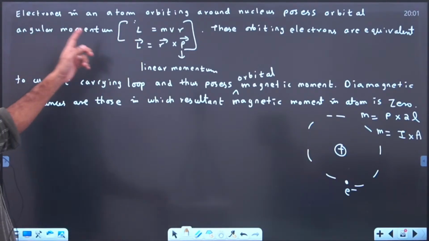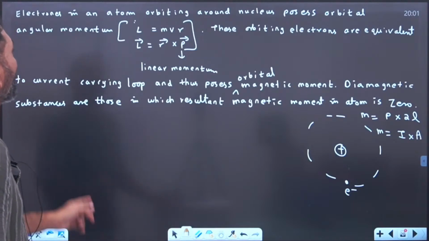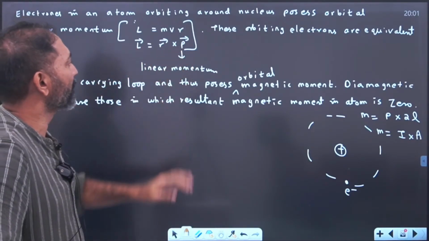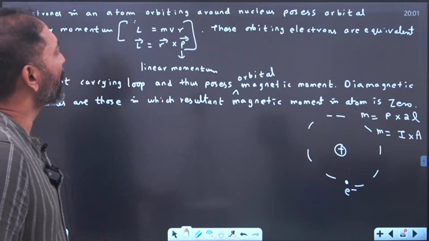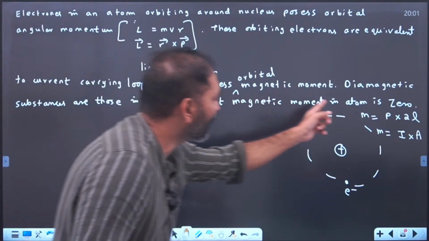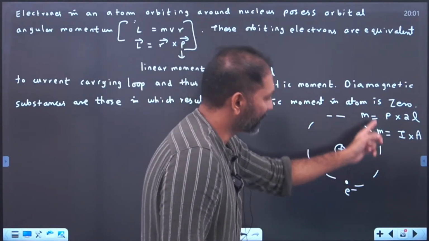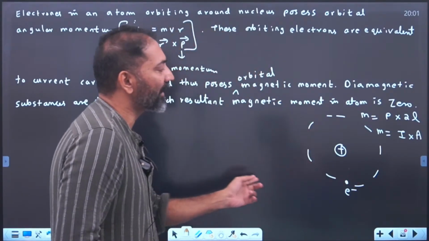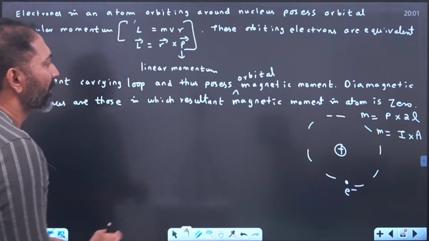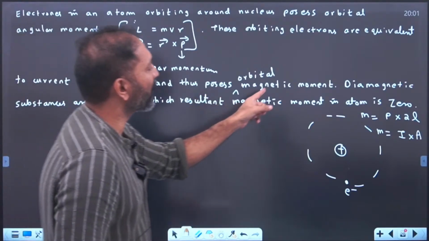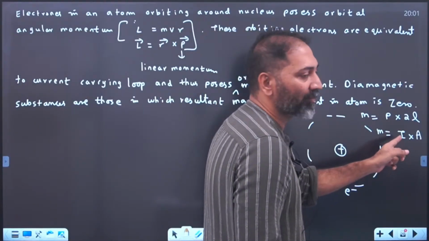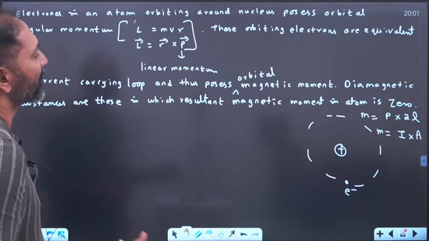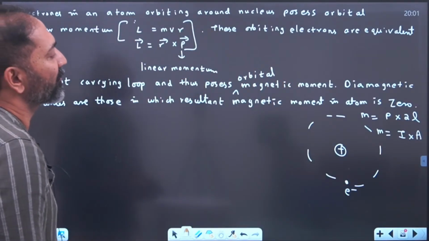Now, electrons in an atom orbiting around the nucleus possess what? Orbital angular momentum. L equal to mvr or L equal to r vector cross p vector. These orbiting electrons are equivalent to a current carrying loop. Electron moving means charge is moving, which means current. Since it moves in a loop, it is a current carrying loop. It possesses orbital magnetic moment, and the equation is IA. Diamagnetic substances are those in which the resultant magnetic moment in an atom is what?